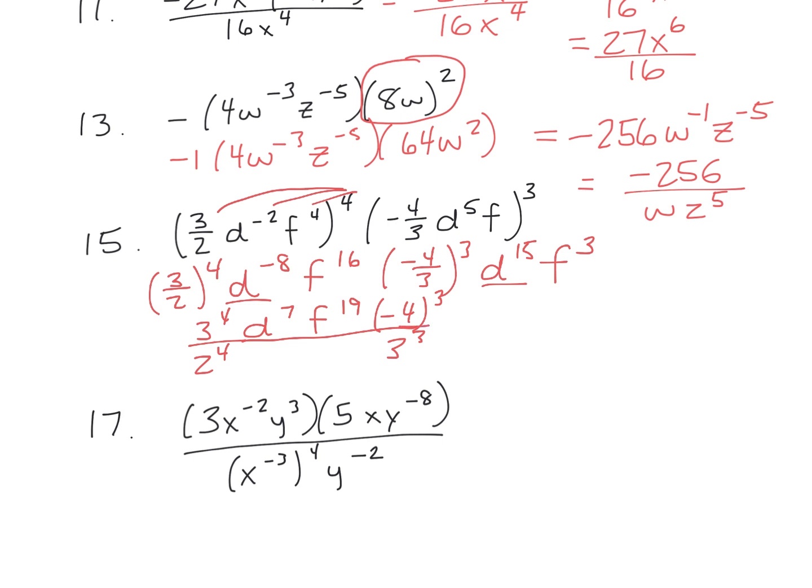All right, so I could multiply everything together, but I can also think of 3 to the 4th over 3 to the 3rd is like 3 to the 1st, which is 3. The negative 4 to the 3rd is a negative 64. The 2 to the 4th is 16. 16 then goes into 64 4 times. So I basically have 3 times negative 4, which is a negative 12. And then I've got my variables, which is still d to the 7th, f to the 19th.